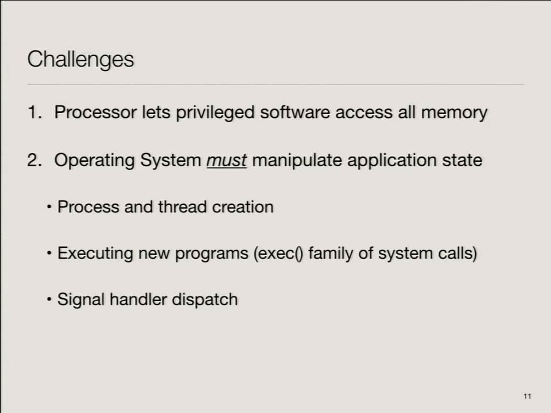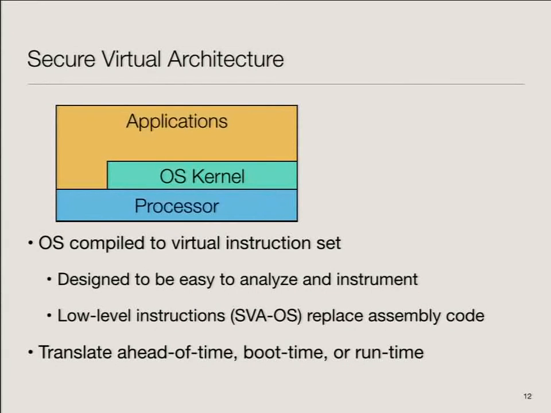So instead of preventing the operating system kernel from manipulating application state, we must allow it to do so, but we must control what it does. We must ensure that it makes good state modifications, but not bad state modifications. All right, so we're going to need some infrastructure to do this. We're going to use, from our previous research, the secure virtual architecture.